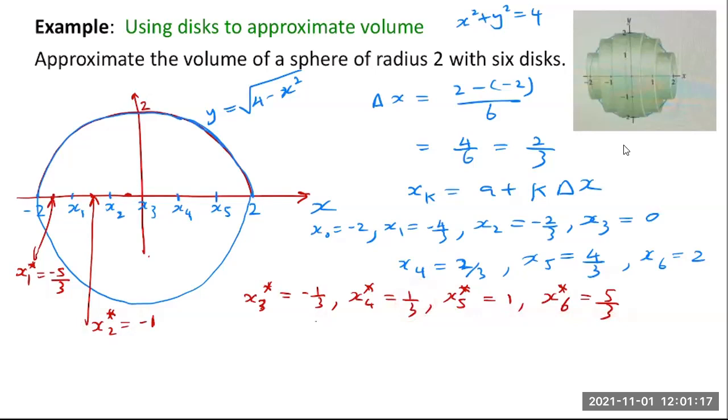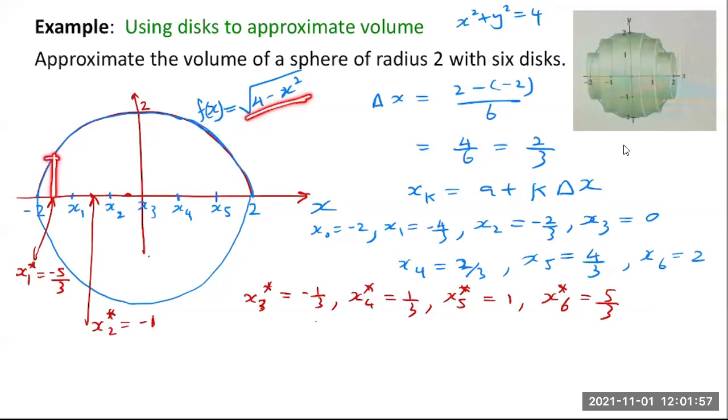Okay. Now, what I'm going to do is go to my first interval and construct a disk. The way I construct my disk is, I'm going to take the radius of the disk to be this height. I can evaluate this height by plugging x1 star into my function. I would rather call this function f of x rather than saying y. To find this height, I'm going to plug x1 star into this function. That will give me that height.